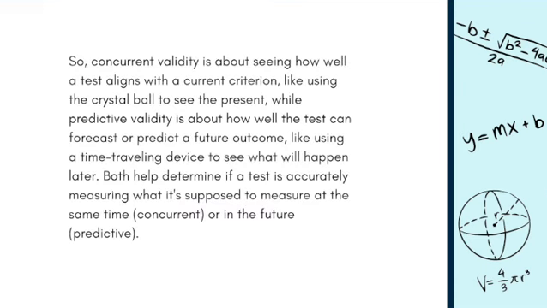So, concurrent validity is all about seeing how well a test aligns with the current criterion, like using a crystal ball to see the present, while predictive validity is about how well the test can forecast or predict a future outcome, like using a time-traveling device to see what will happen later. Both help determine if a test is accurately measuring what it's supposed to measure at the same time, which is concurrent, or in the future, which is predictive.